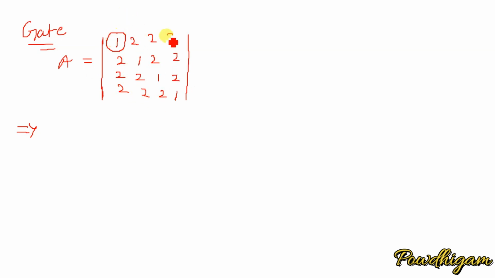Before writing it this way, we first have to understand the sign of these numbers. This number has sign plus, this is minus, this is plus, this is minus. Similarly, each number has its individual sign. The standard formula for finding the sign is minus 1 power i plus j, where i is the row number and j is the column number.